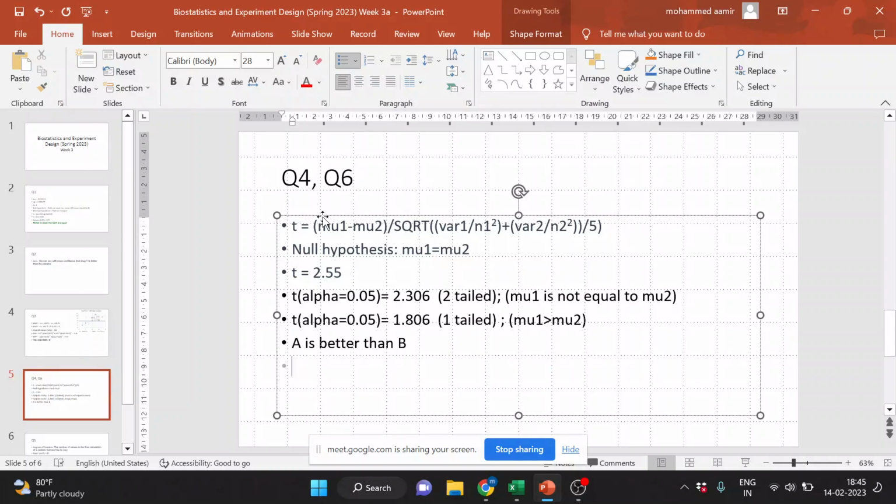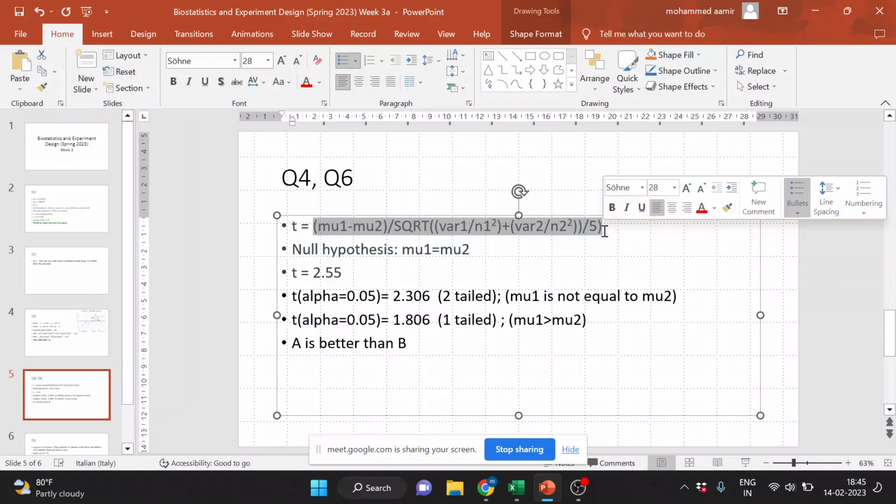Don't worry about the formula. The formula I'll send you. It's there in your slides also.